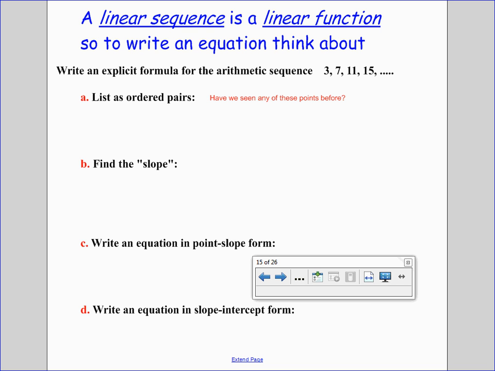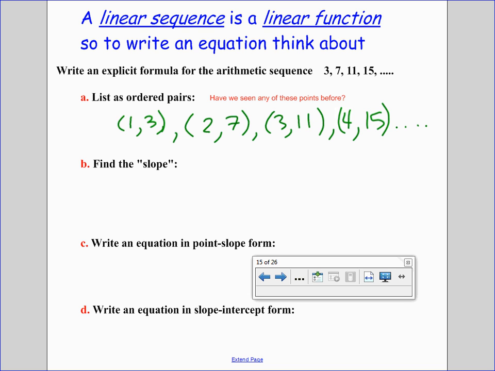We could write an explicit formula for this arithmetic sequence, just like we wrote an equation. Did we write an equation, right? When we have 2 points on a line, if we had these as ordered pairs, we'd have the points 1, 3 for the first term. The first term, comma, term value 3. The second term would be 7. The third term would be 11. The fourth term would be 15, etc.